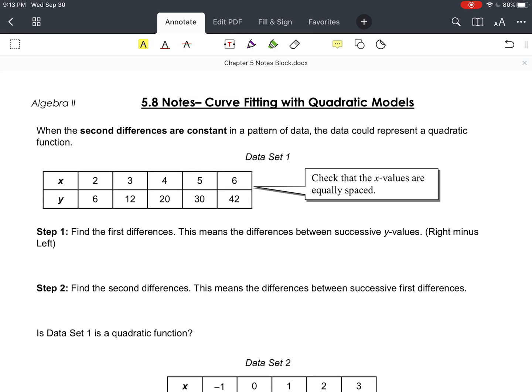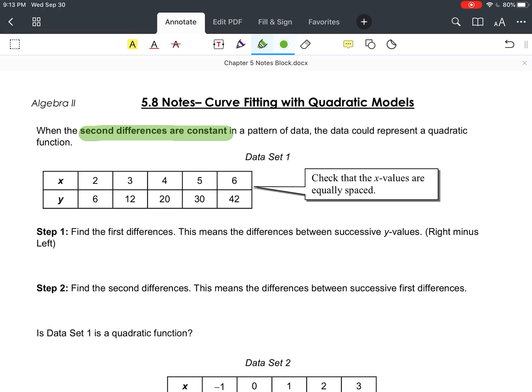In Chapter 2, we did curve fitting with linear models, and we used our calculators to help us determine our values for m and b and our r squared, or our r value. We're going to be doing the same thing today, but now we're going to be doing it for quadratic models.